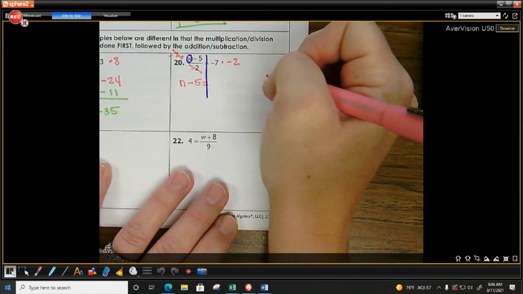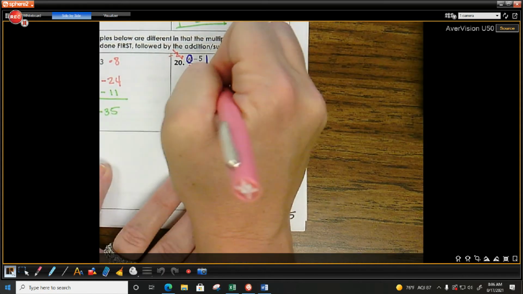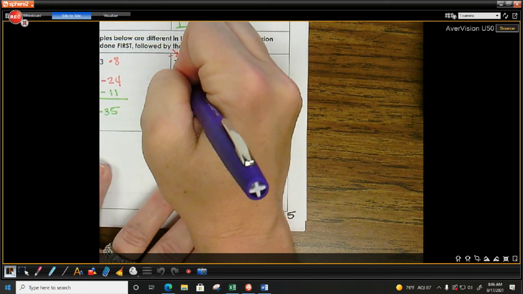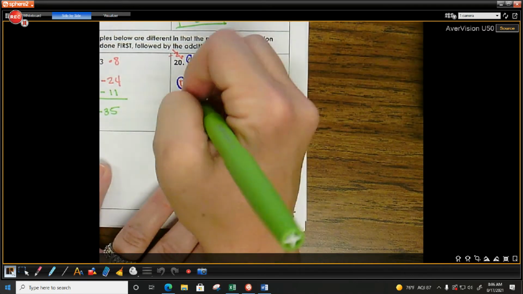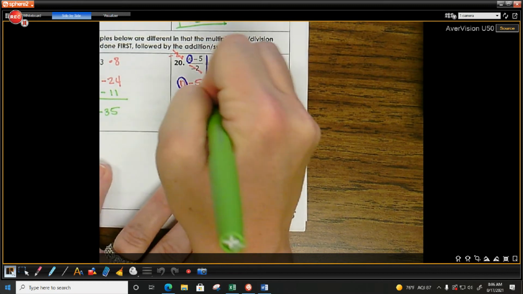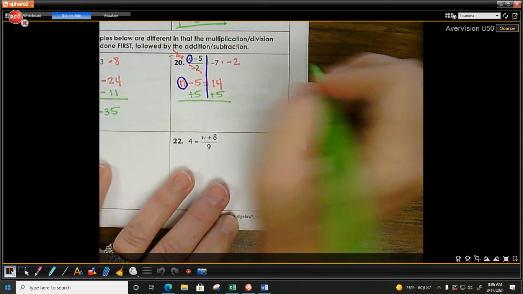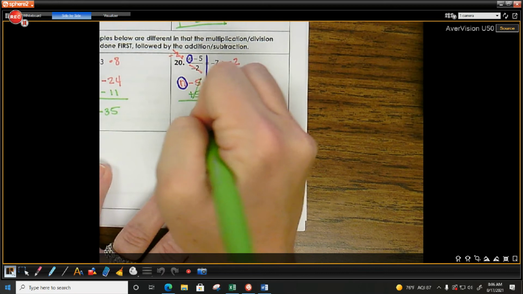What do I do next? Add 5. And I get n equals 19. Good?